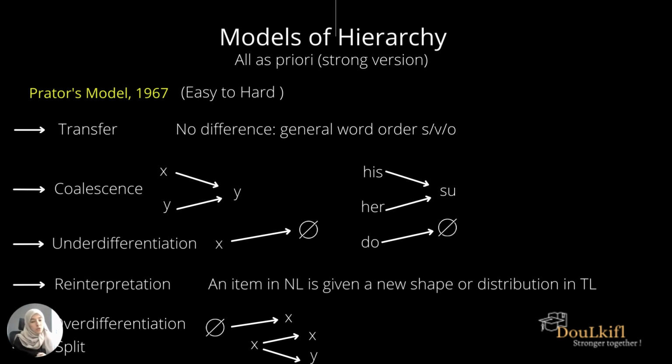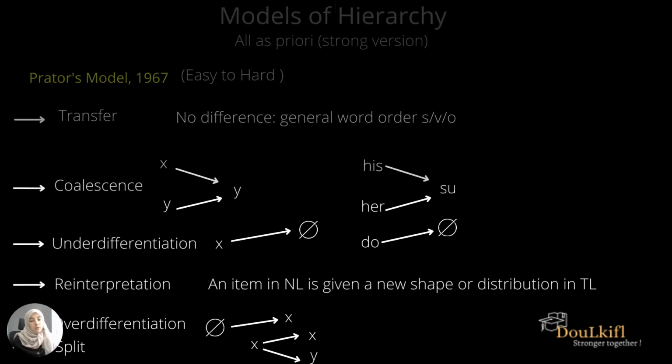And then we have overdifferentiation when there is no item in your native language and there is a representation of that in the target language, so you have to learn it. And split, which is the hardest. Split is when you have one item only in your native language that will become two items or more in the target language. Okay, as simple and easy as that.